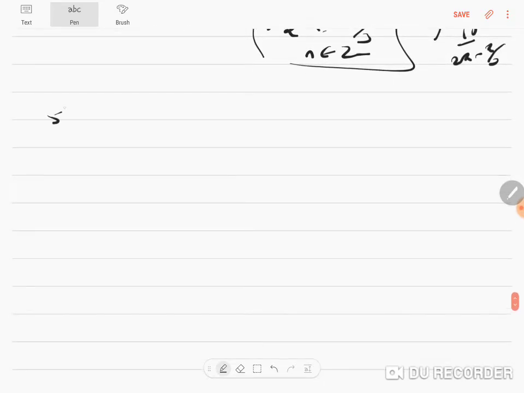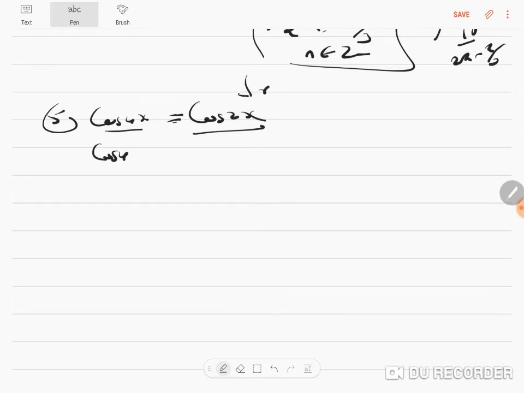Next, fifth sum is cos 4x is equal to cos 2x. Normally it is equal to 0 on one side, here it is not, so take it to the right side. Don't think that this itself is cos x is equal to cos y. Right side you should have radians, not all this 2x and all. So you have to take it to left side. Okay, cos 4x minus cos 2x is equal to 0. Cos c minus cos d is minus 2 sin c plus d by 2.